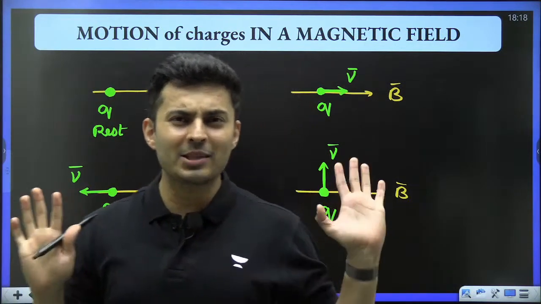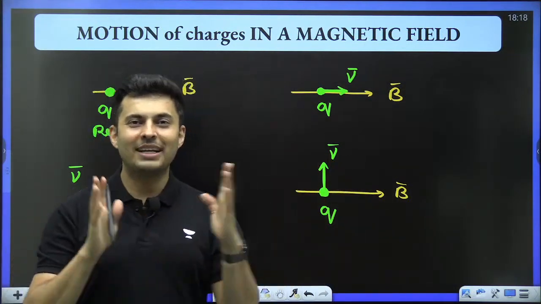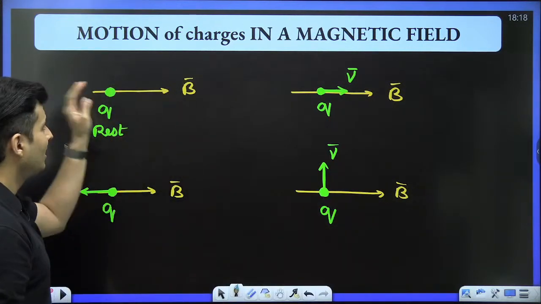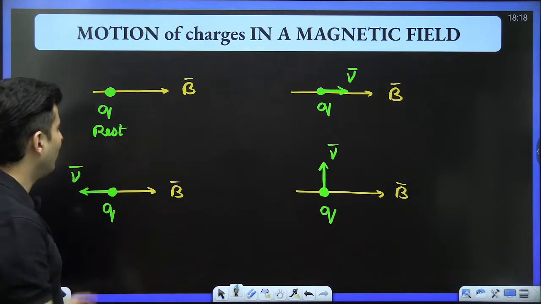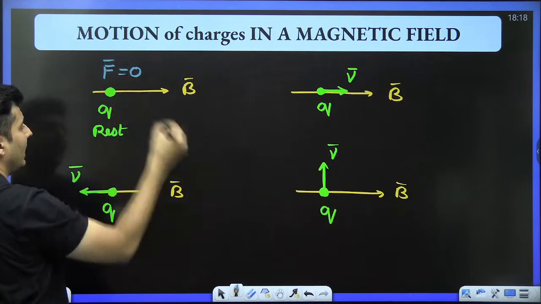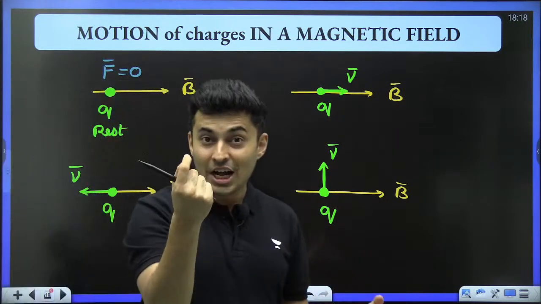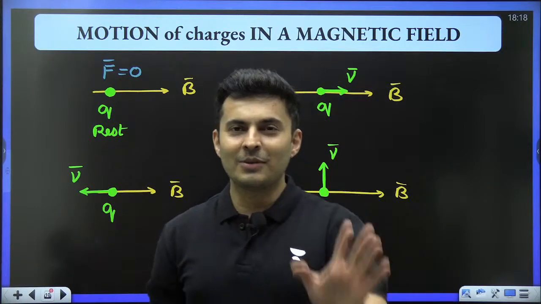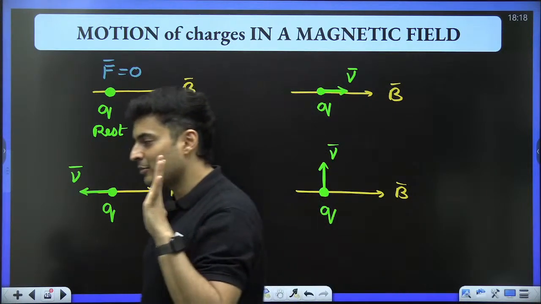So this was purely experimental, and what they found was very interesting. In the first case, when the charge is at rest, there was no force on it. Basically, it remained at rest. You keep a charge inside a magnetic field, nothing will happen. It will stay there. Everybody fine till this point?